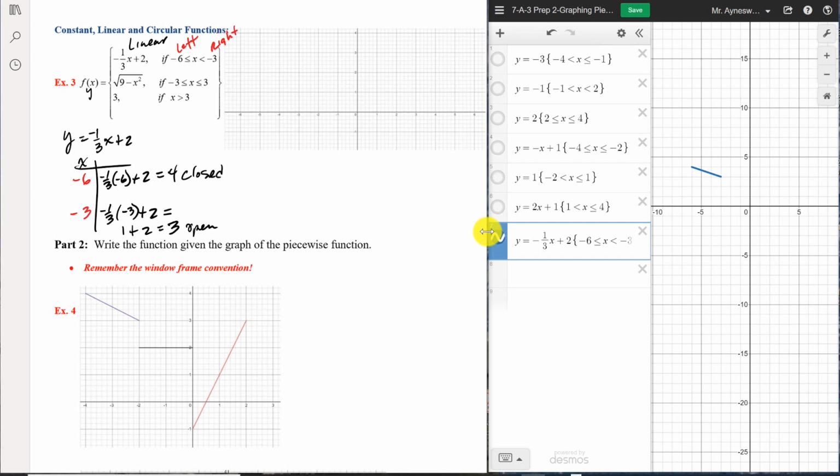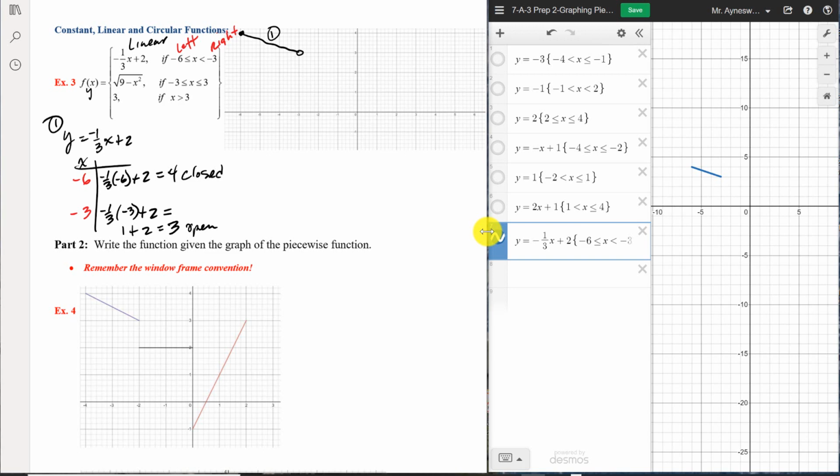So when you go to the graph, let's plot that. -6, 4, so go left 6, 4. And then, oh boy, hopefully I haven't put the right graph in here. And then negative 3 comma 3 open. So left 3, up 3, open, and then there's piece number 1. Piece 1 here.